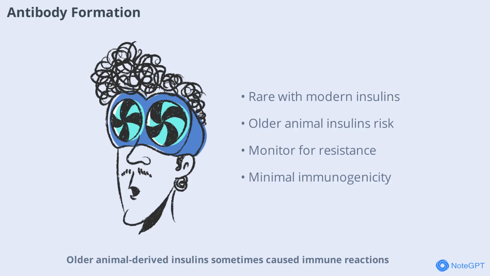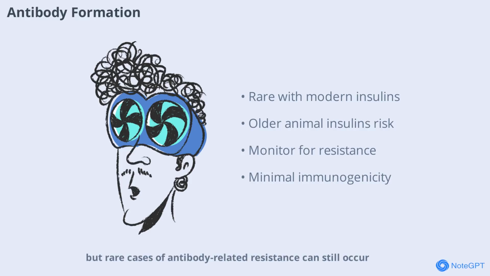Older animal-derived insulins sometimes caused immune reactions, leading to antibody formation and resistance. Today, human and analog insulins have minimal immunogenicity, but rare cases of antibody-related resistance can still occur. Monitoring for this is important in patients who experience unexplained changes in insulin requirements.